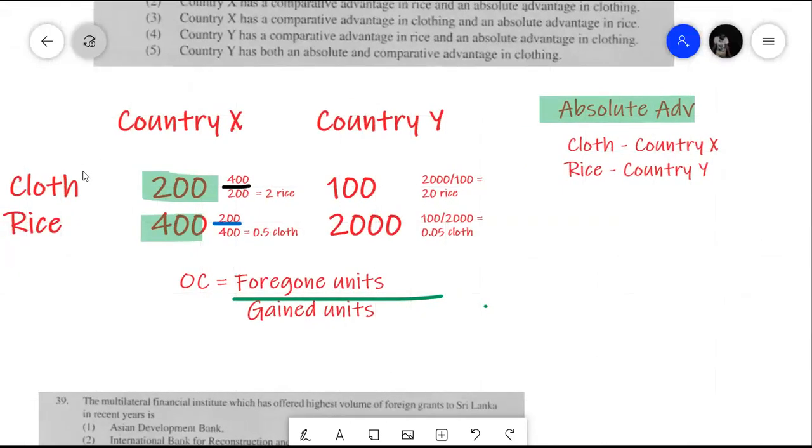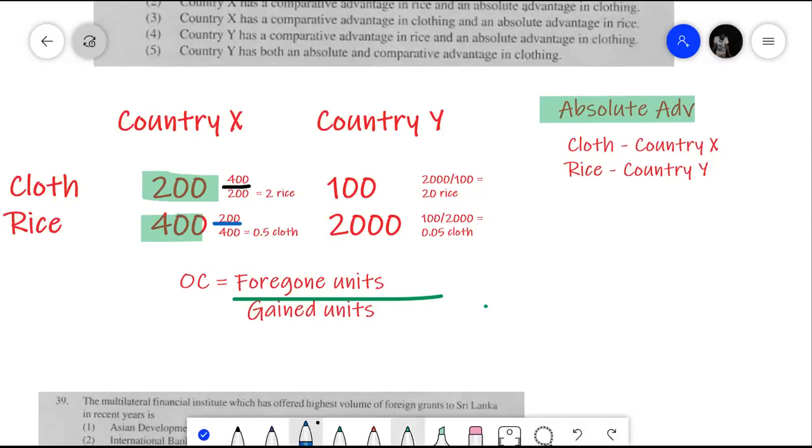Now, once you have found that, all you have to do is compare and see. Look at cloth. The opportunity cost in country X, or in other words, what they have to give up. In country X, the opportunity cost is 2 units of rice. In country Y, it is 20 units of rice. Whom do you think has the higher opportunity cost? Okay, forget about the higher. Who has the lower opportunity cost? They have the comparative advantage. Who has the lower opportunity cost? Who is giving up less? It's country X, right? So country X is only giving up 2 units of rice. So they have the comparative advantage. So that's how you find out, right?